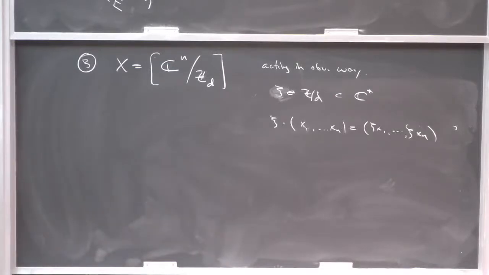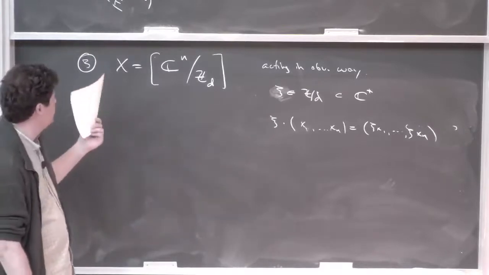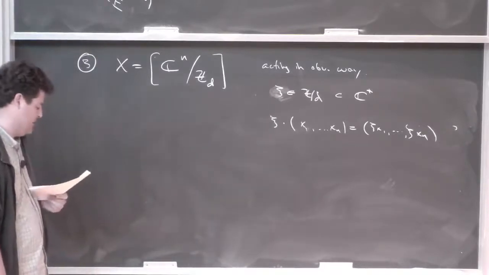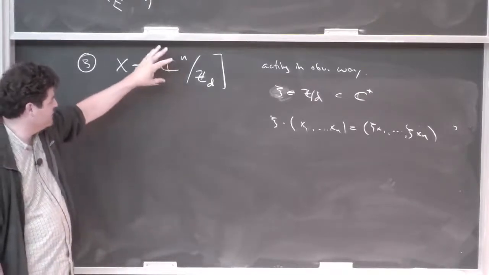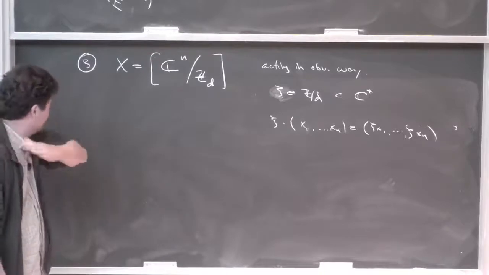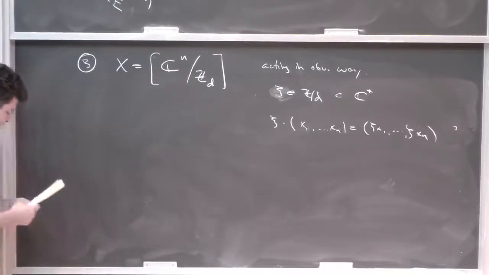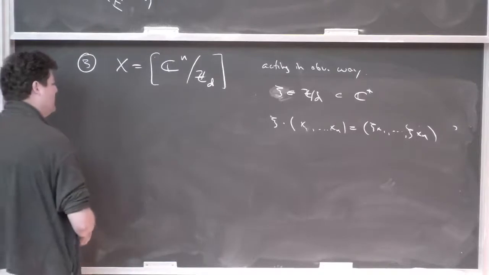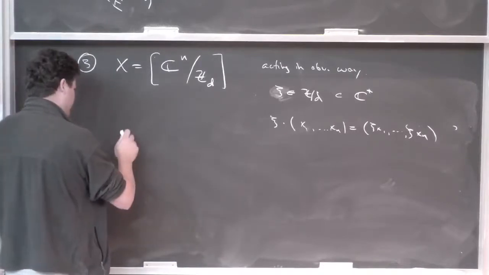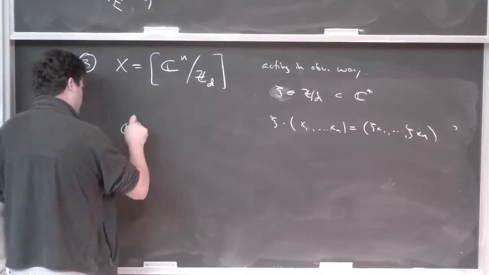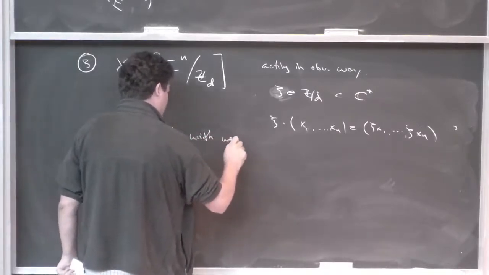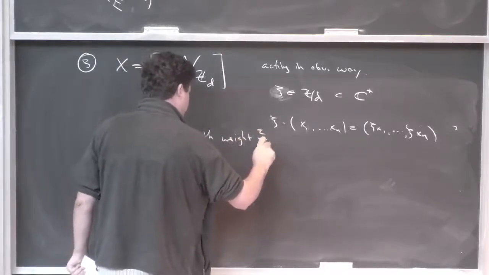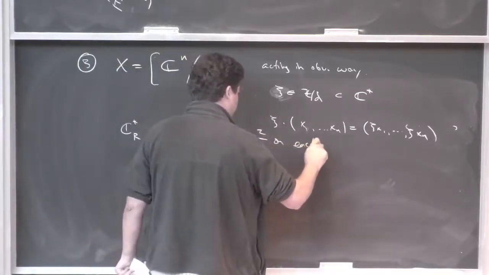So I hear at least half the audience being worried. But since we're only interested in sheaves on X, it's enough to know that sheaves on this global quotient stack are the same as equivariant sheaves on C^n. And now I'm going to annoy you further. The R charge is going to act on X with weight 2 over d on each coordinate.